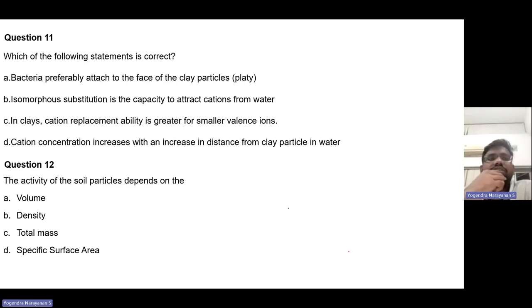So, which of the following statements is correct? The next question, question number 11. Which of the following statements is correct? Option A, bacteria preferably attach to the face of the clay particles. Option B, isomorphous substitution is the capacity to attract cations from water.